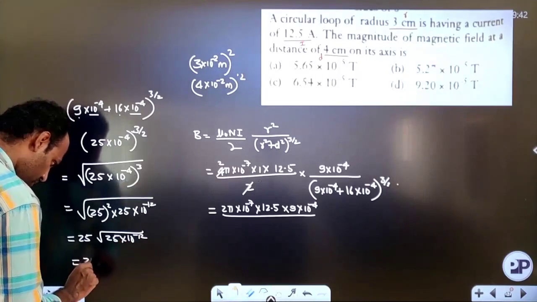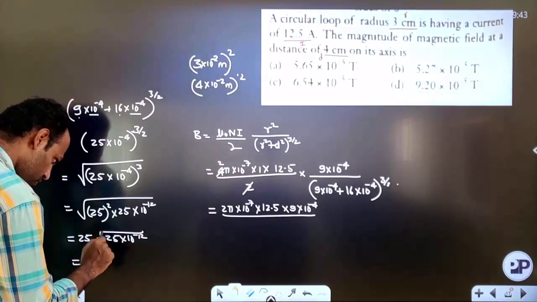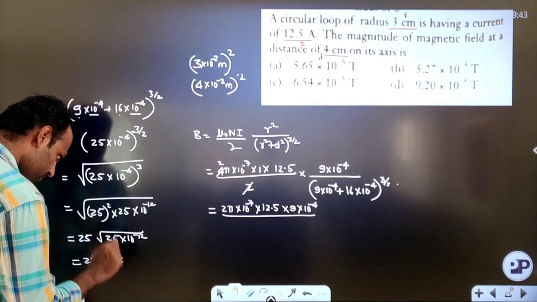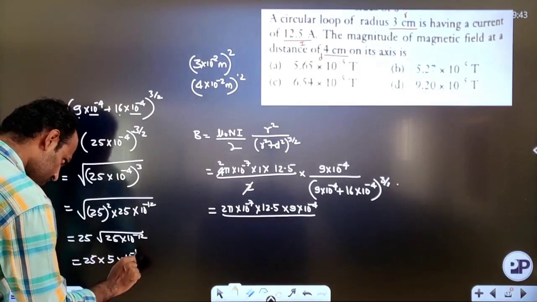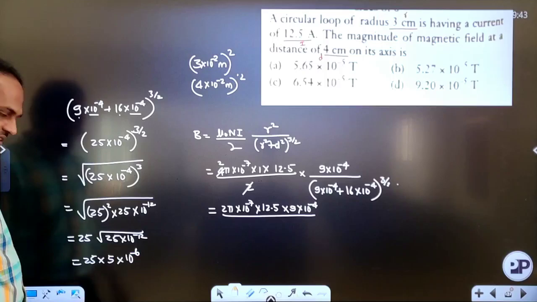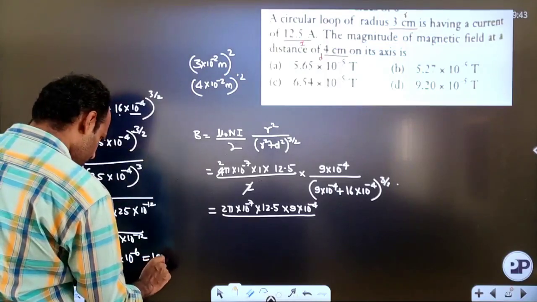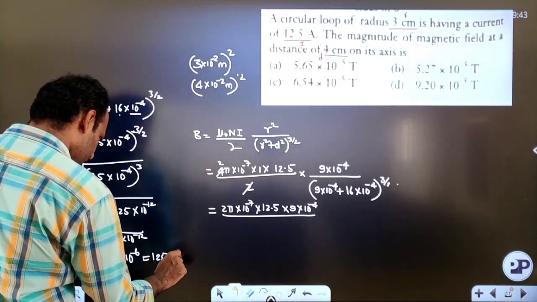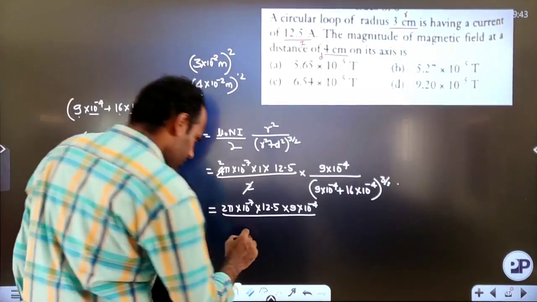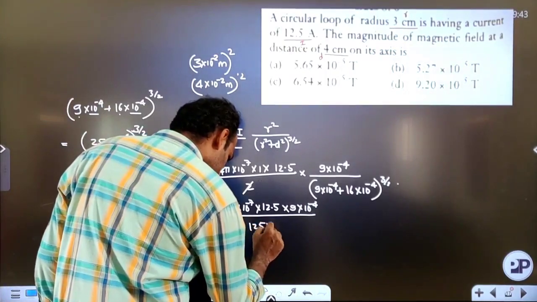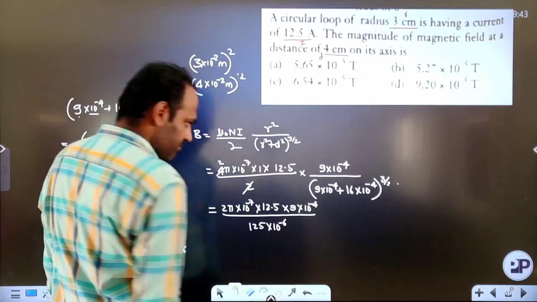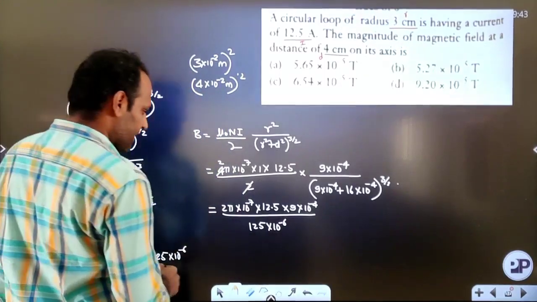So ಇದು ನಾವು simplify ಮಾಡ್ಕೊಂಡ್ರೆ 25 into square root of 25 is 5, into 10 to the power minus 6, minus 12 is minus 6 ಆಗ್ತದೆ. 25 into 5 will be 125. So 125 into 10 to the power minus 6. That I will write here, 125 into 10 to the power minus 6. Clear? Okay, ಈಗ next ನೋಡ್ರಿ.